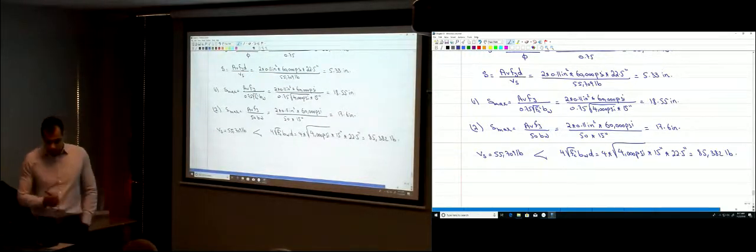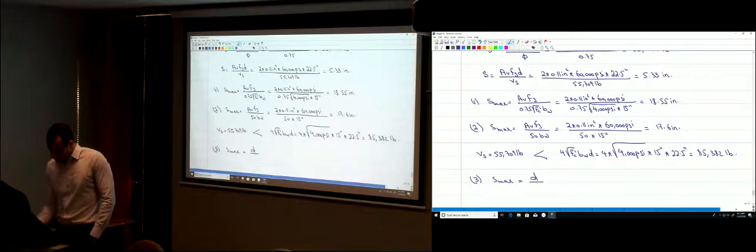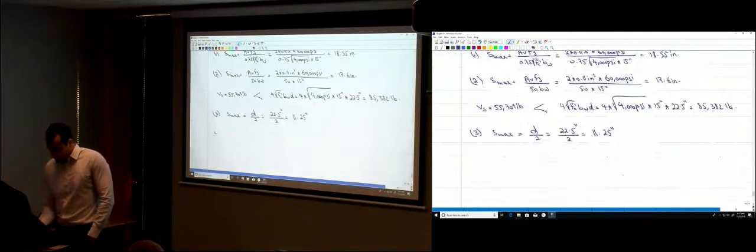What does this mean? S max is d divided by 2, so 22.5 inches divided by 2, so I have 11.25 inches. Okay? And the fourth value is what? 24 inches.